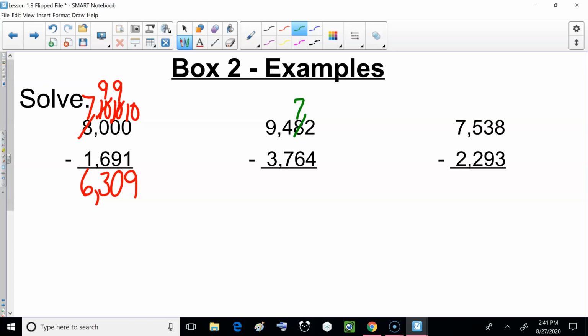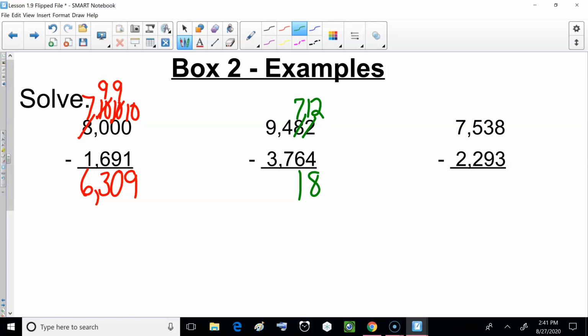Well, that 1 ten gives me how many ones? 1 ten equals 10 ones. So I get 10 more ones, but I also have 2 ones to start with. So now my 2 would turn to a 12 because I'm adding 10 more to it. 12 minus 4 is 8. So now I move to the tens place value. 7 minus 6 is 1. So now you go to the next place value.